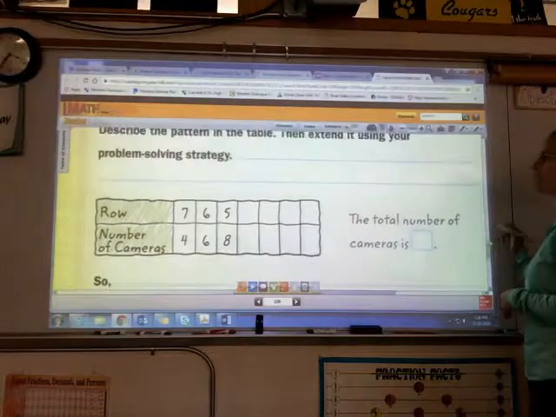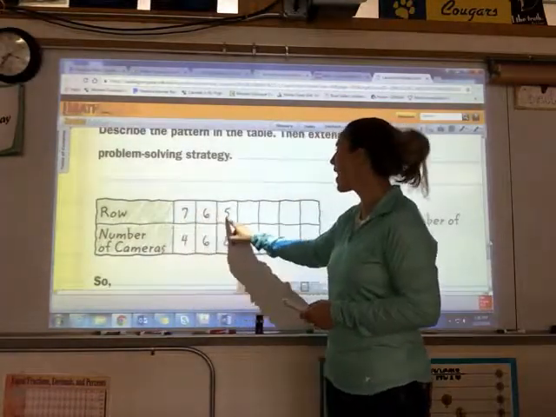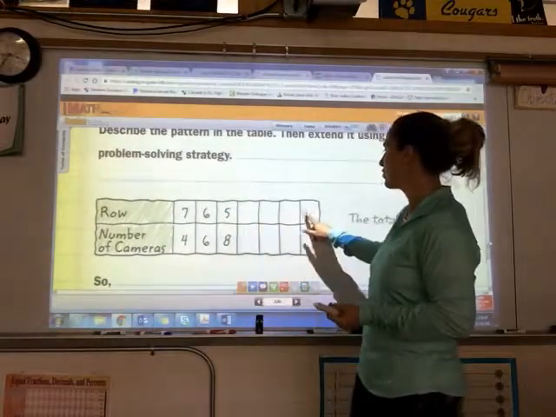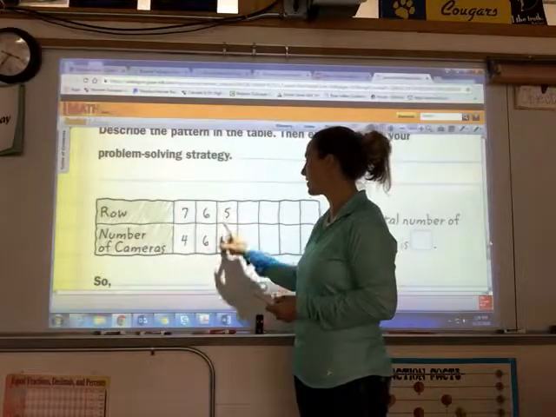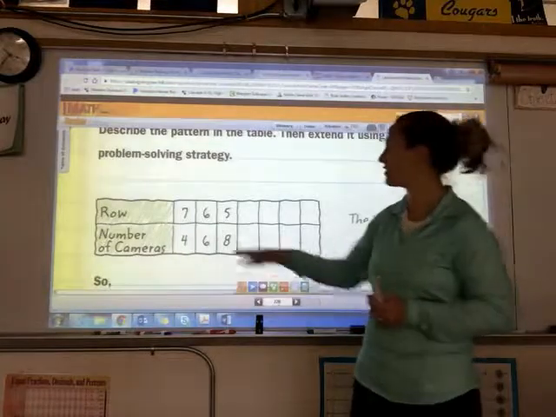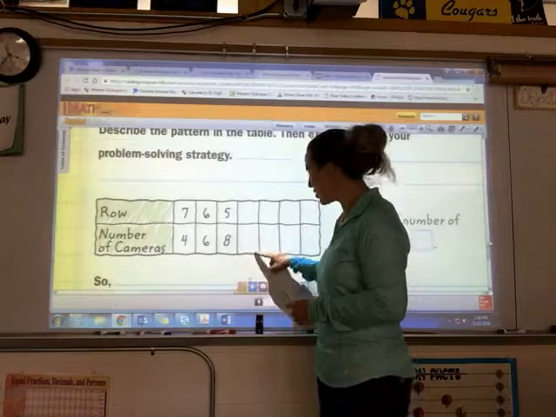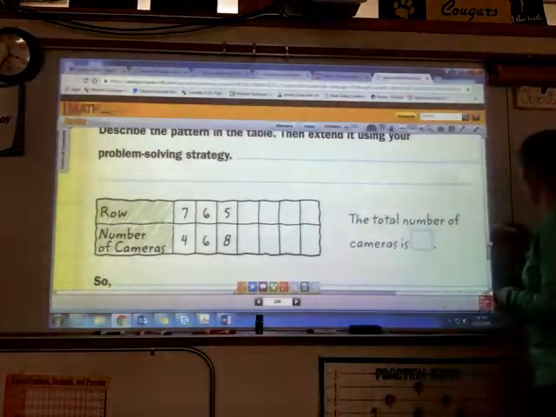So when we take a look at our patterns, when I take a look at our rows, we've got 7, 6, 5. So obviously we would continue this 4, 3, 2, 1. Number of cameras, here I have 4, here I have 6, here I have 8. One of the things that you can notice here, again, finding a constant rate of change, is that these numbers are each decreasing by 1. These are going up by 2. So based off of that, then you would be able to fill in the table.